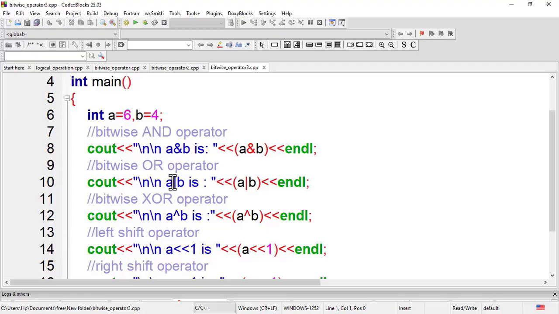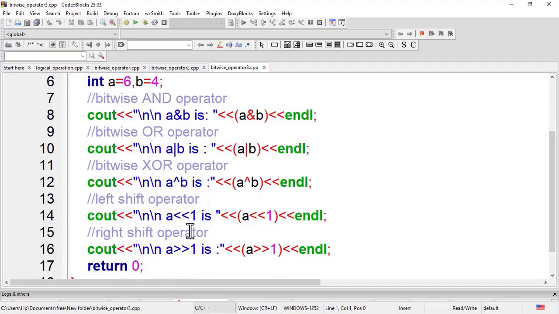And the next one is the bitwise OR operator. A or B will be printed as it is, A or B. And the next one is the XOR operator. A XOR B is printed as A XOR B. A XOR B will be 1 if A and B bits are not identical. The next one is the left shift operator, A left shift by 1. This will multiply the number by 2. A right shift by 1 will divide the number by 2.